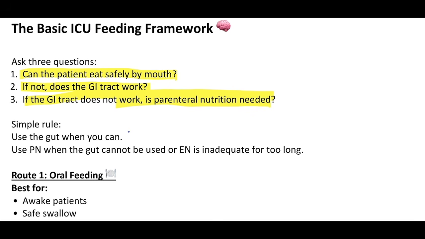And the simple rule here is use the gut when you can, right? That's always the better option. But when the gut cannot be used and enteral nutrition is inadequate for too long, you should be thinking about parenteral nutrition, intravenous nutrition, and we'll get more into that.